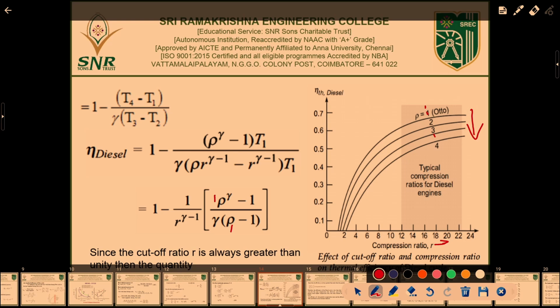Simply apply rho equal to 1, 2, 3, 4 and see what happens to the diesel efficiency. If you increase the compression ratio, like 12, 14, 16, 18 or 20, you can find what happens in a diesel engine. From this graph, if you increase the compression ratio from 12 to 20 or 22, the thermal efficiency keeps on increasing. If you increase the cutoff ratio, the diesel cycle thermal efficiency drops. You can remember that.